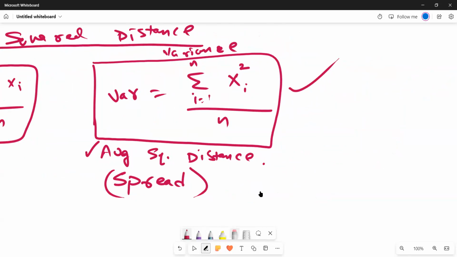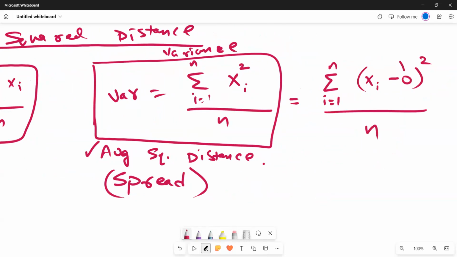So if we shift the reference point, this can equivalently be written as summation of i equals 1 to n, (xi minus 0) whole square, divided by n. Here 0 is representing the reference point, and this reference point is nothing but the origin of the data. This reference point is the only point we are going to change.